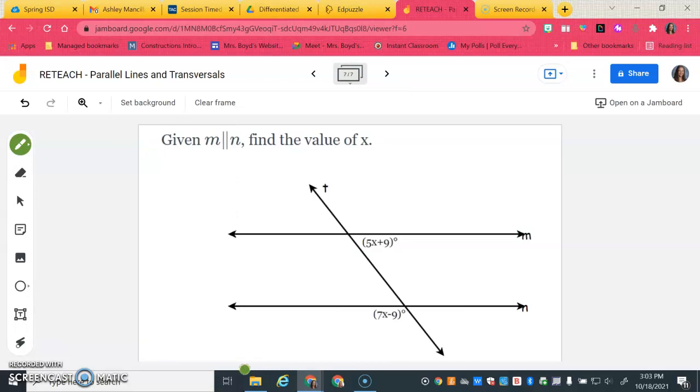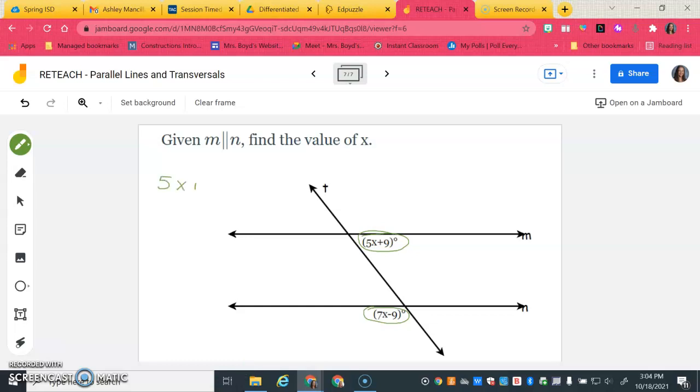Okay, given m is parallel to n, find the value of x. So I have 5x plus 9, and I have 7x minus 9. And what I notice is that I have 1 on the interior and 1 on the exterior. So given that I don't have interior angles or exterior angles, I don't have a specific angle pair. I notice 5x plus 9 is acute and 7x minus 9 is obtuse. So that means they're going to be supplementary.